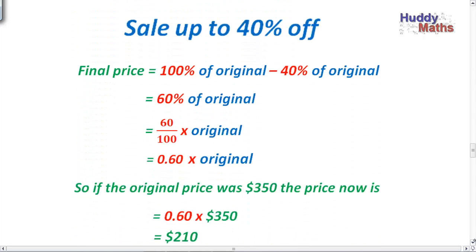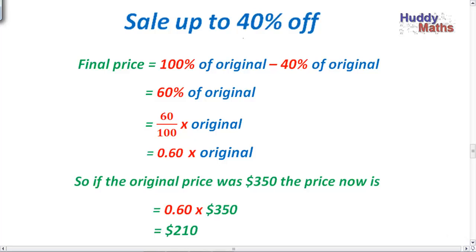Here we are, sale up to 40% off. Okay, there's 40% off. So what does that mean? 100% minus the 40%. Here's the difference here. Taking 40% away, you're going to only have to pay 60% of the original. 60 over 100 times the original, or the multiplier is 0.6. So we're only paying 60%, a little more than half the original price.